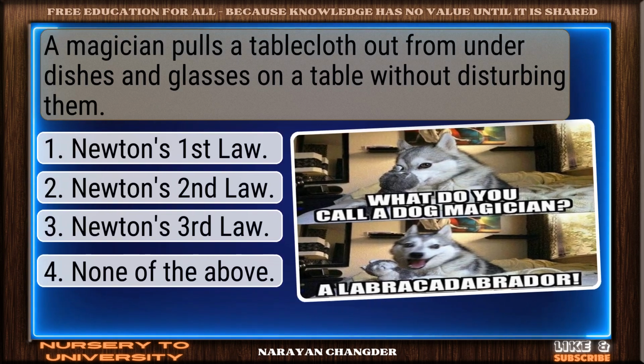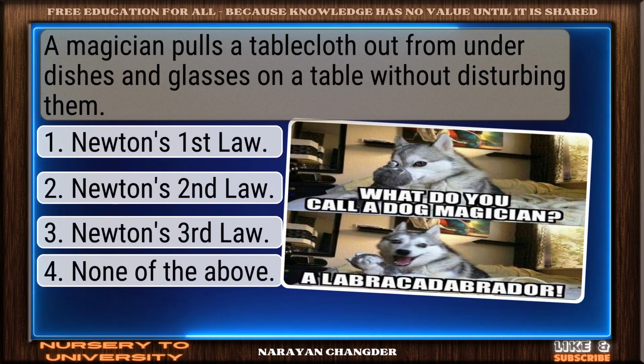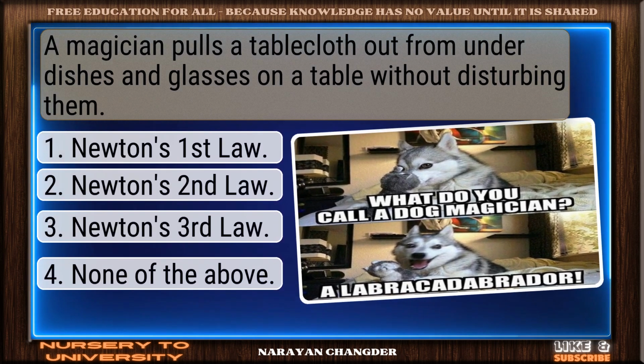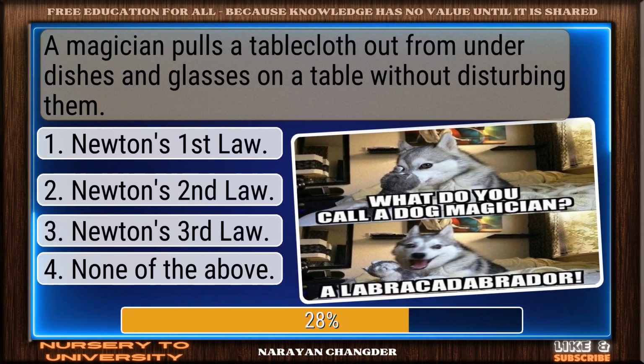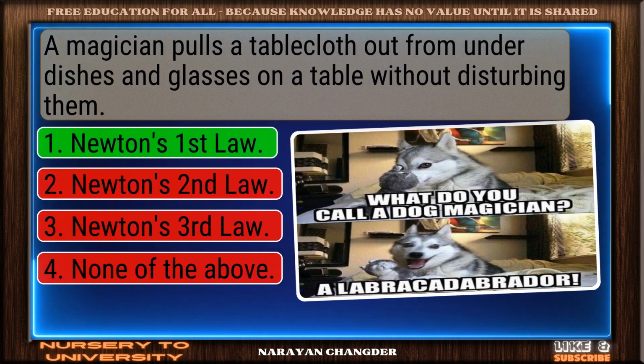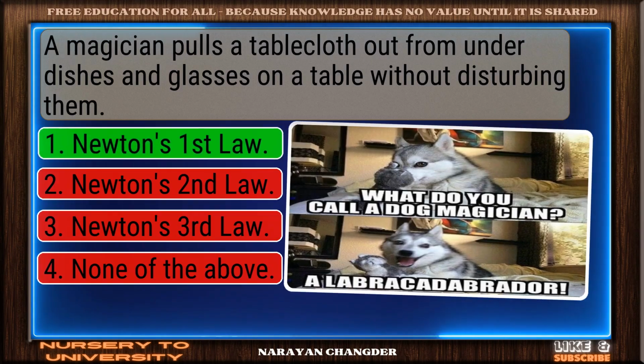Question number 15. A magician pulls a tablecloth out from under dishes and glasses on a table without disturbing them. Valid point. Newton's first law is true.